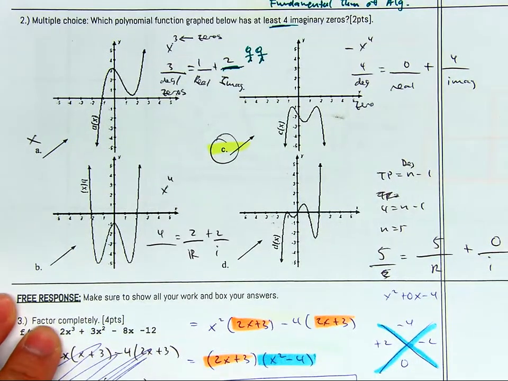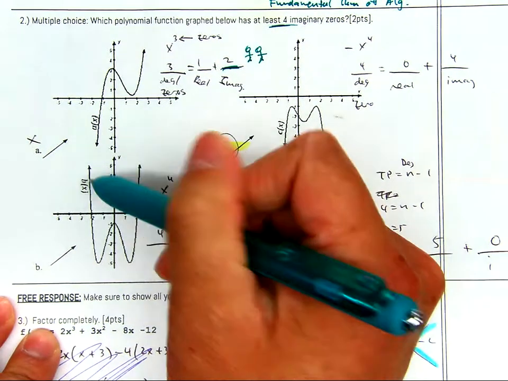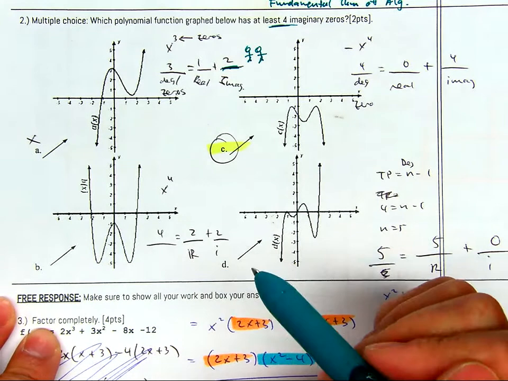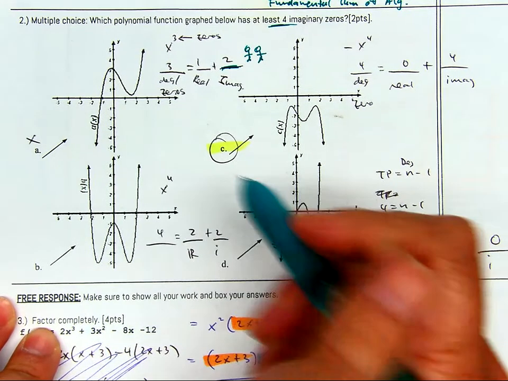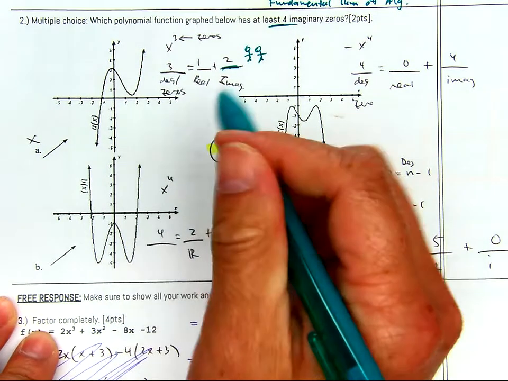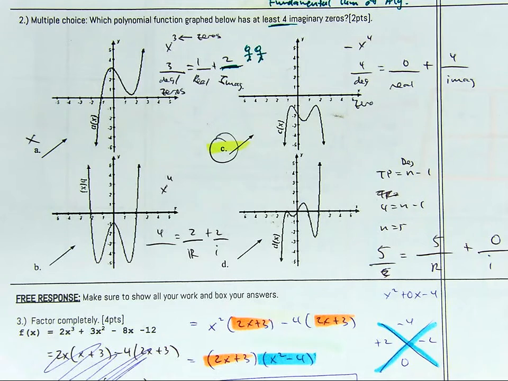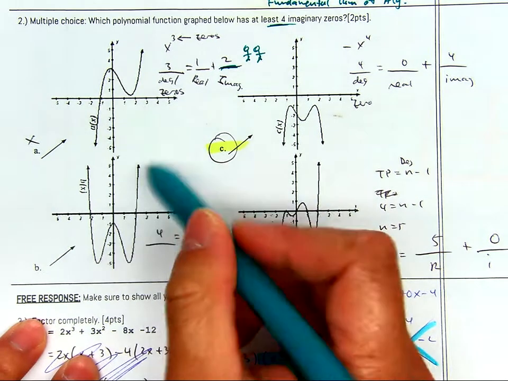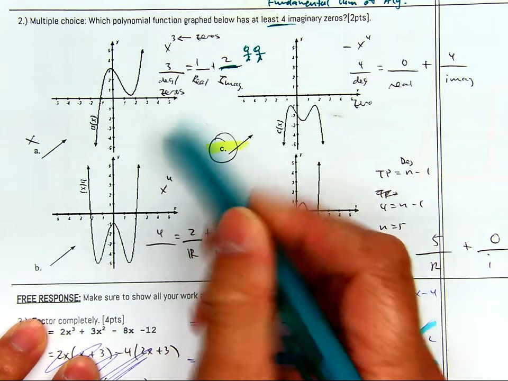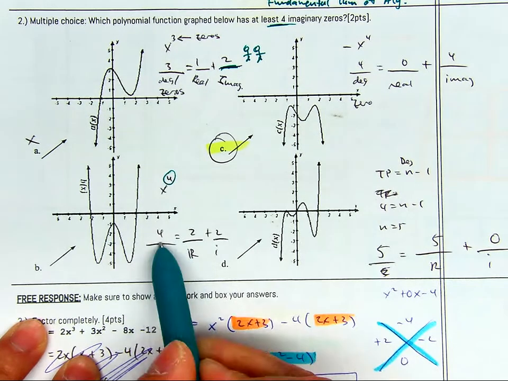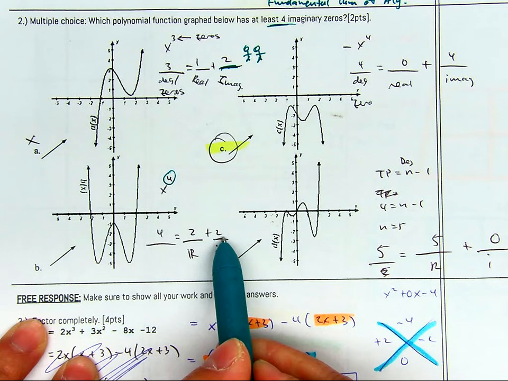Look at B. You should have picked up on that this is a 4th degree polynomial. You weren't allowed to use your graphing calculator, so you're just looking at its behavior. Another way of testing it, let me go over this one and then I'll show you guys D as well. This is a 4th degree polynomial, so that means it's going to have 4 zeros. Remember, imaginaries come in pairs.